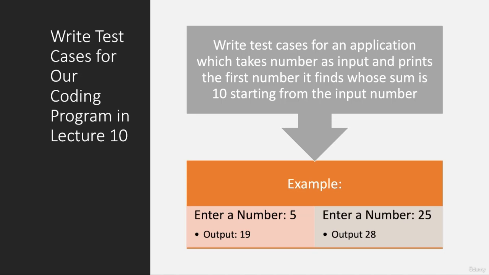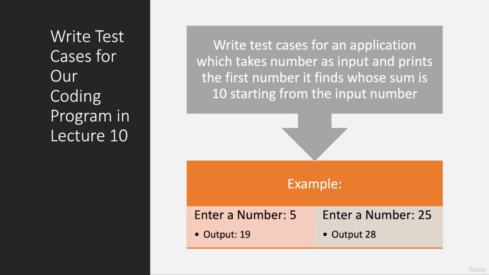Let me help you with a test case. The first test case could be: verify that the application gives the correct output as 19 if my input number is 5. That is one test case. Verify that the application gives 108 as output if my input number is 100. So here I have two test cases. In the first test case, I am testing for a single digit input number, and in the second test case, I am testing for a 3-digit input number.